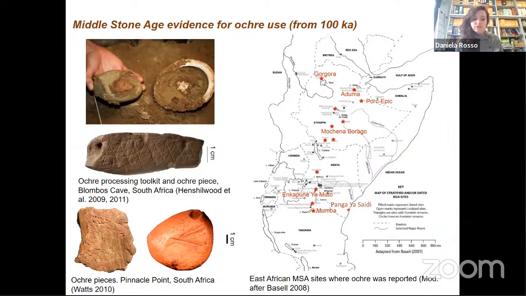From 100,000 years ago, the use of ochre becomes widespread in the African continent, but well-documented sites are mostly present in South Africa, in super famous sites such as Blombos, Sibudu, or Pinnacle Point, for instance. In East Africa, although ochre was found in numerous sites, there is very little information on how it was used. And Porcupine Cave is one of the rare sites where ochre is studied systematically in the Horn of Africa.